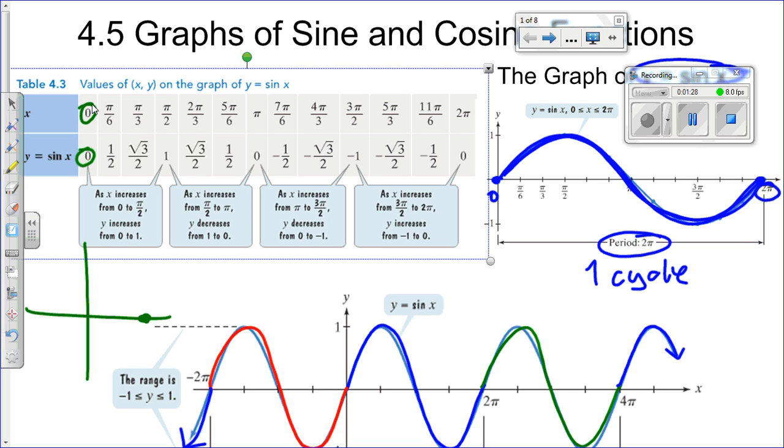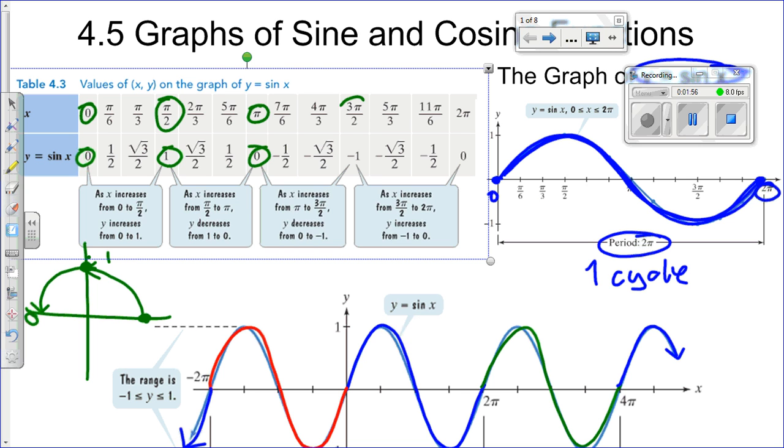Now, if we move on to, let's say, pi over 2, this is what I want you to do in your head. What is the y-coordinate here? 1. Okay, so you see the 1. Now, at pi, I want you to do this in your head. What is the y-coordinate there? 0. So you see the 0 there.